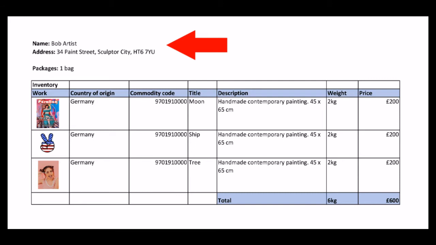You can see that it also includes country of origin, this is where you live, commodity codes, which I'll talk about in a moment, title of your works, description, which includes materials and dimensions, weight of each work, and price. At the bottom, you can see that it includes two totals, total weight and total price. At the top again, you can see that it includes how many bags or boxes you are bringing the works in. We'll now talk about commodity codes and what you need for that section.